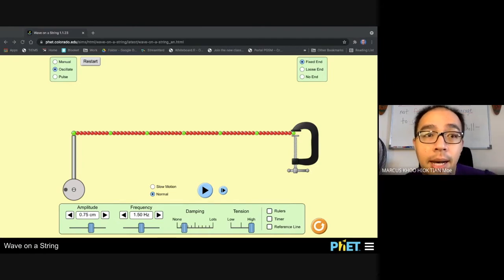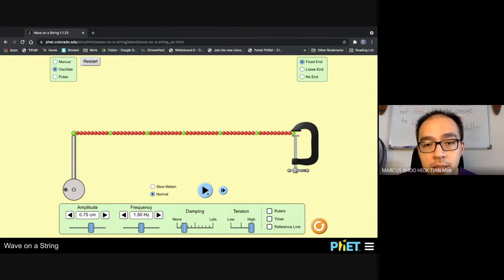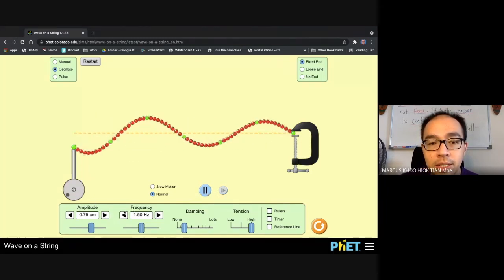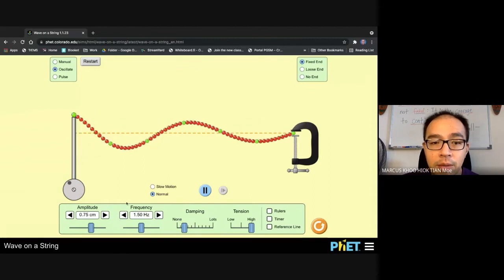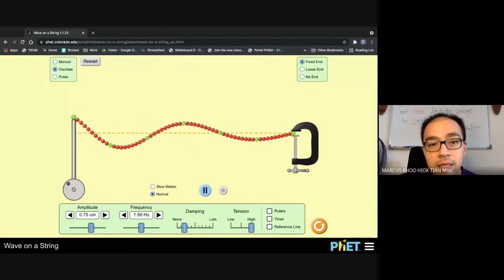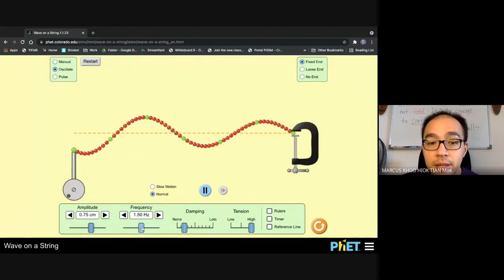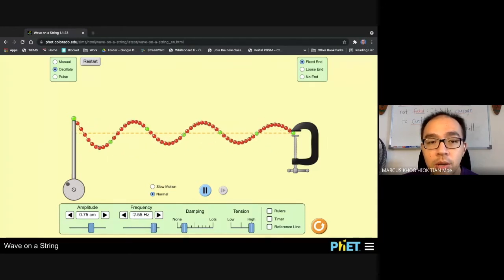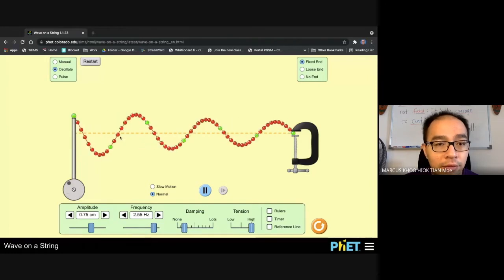Okay, and if you take a look at this, if I press play, it's going to start to oscillate, at a certain amplitude and a certain frequency. But what happens if, let's say, I increase the frequency? Just now it was 1.5, right? Take a look at what happens to the wavelength.